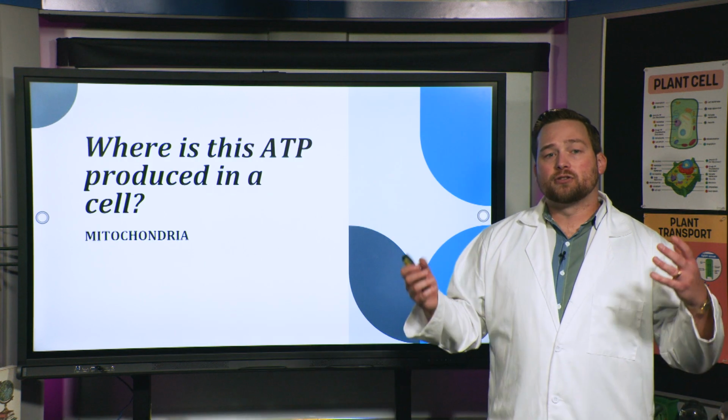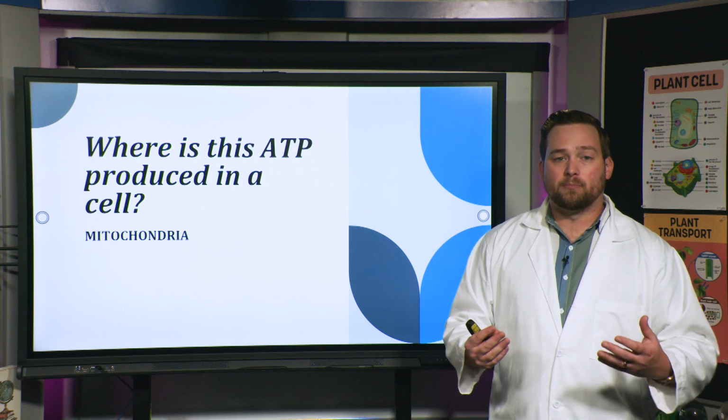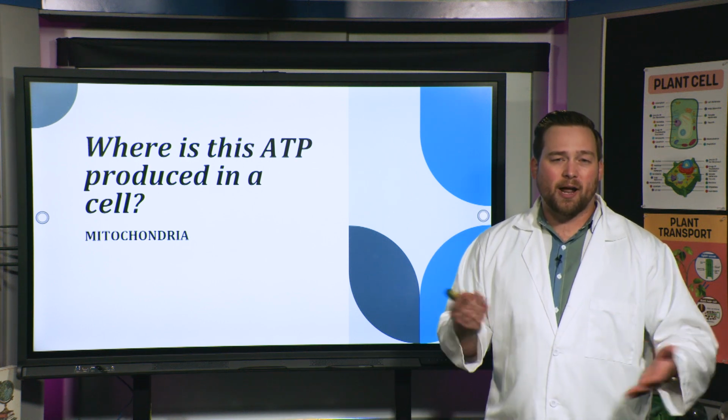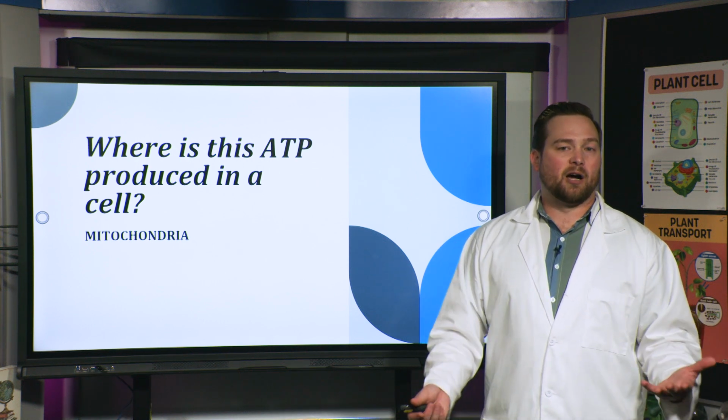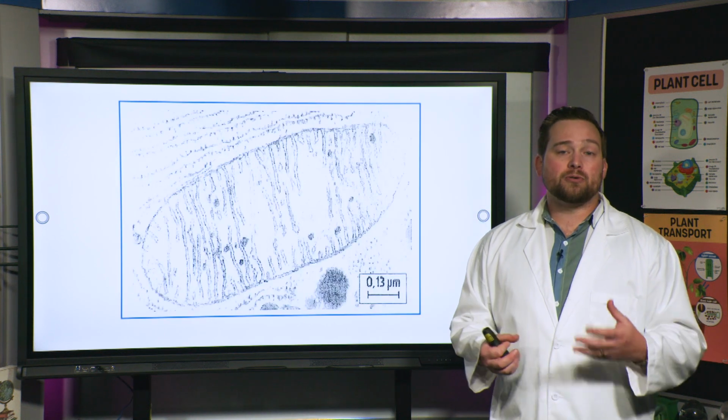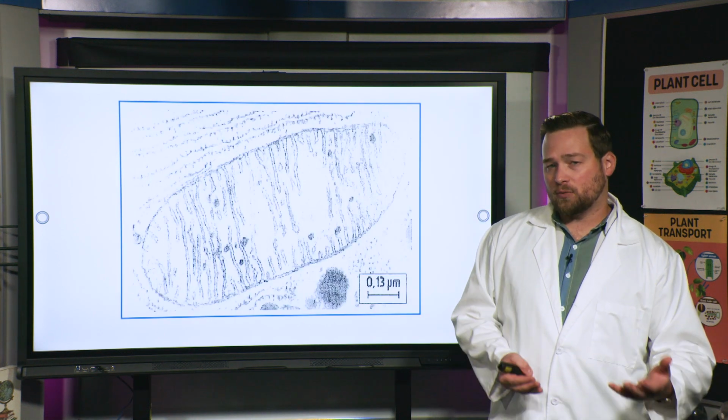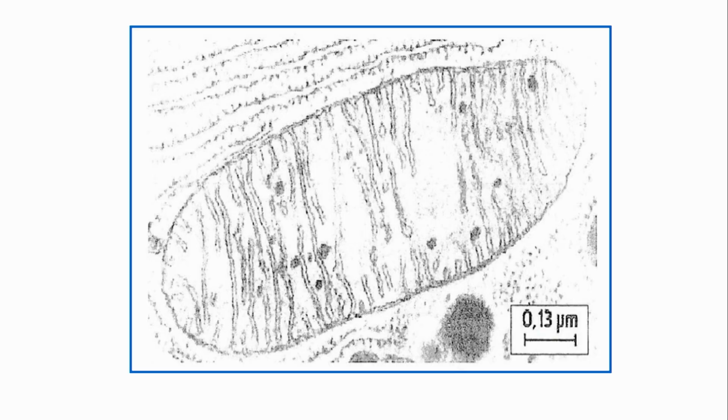Okay? Great. So where is this ATP produced in a cell? We've been talking about ATP a little bit. Where does it come from, right? Well, this is produced in an organelle. Take a look at this picture. Does anyone know what organelle we're looking at here? If I tell you its nickname, that's probably going to give it away. The nickname is the powerhouse of the cell. Yeah, so this is the mitochondria, right?